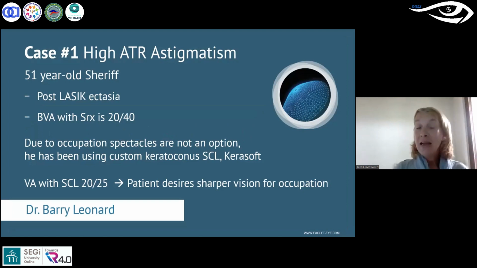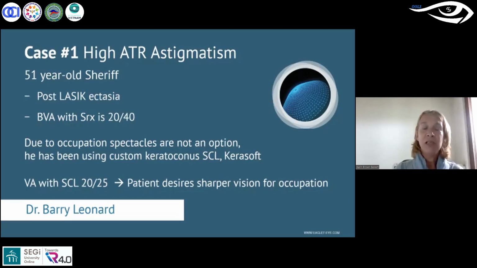So high against-the-rule astigmatism. He's a 51-year-old sheriff, post-LASIK ectasia. The best vision that he was getting with his spectacle Rx was 20/40. Due to his occupation, spectacles are not an option. He is a sheriff, he probably gets in fights and things like that. He had been using custom keratoconus soft contact lenses, and the VA with his contact lenses was 20/25. He would be happier with sharper vision for his occupation.